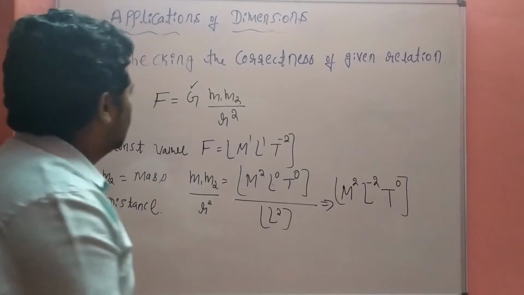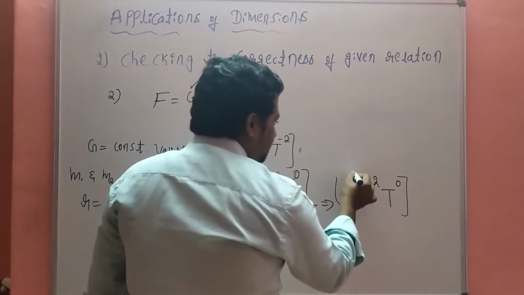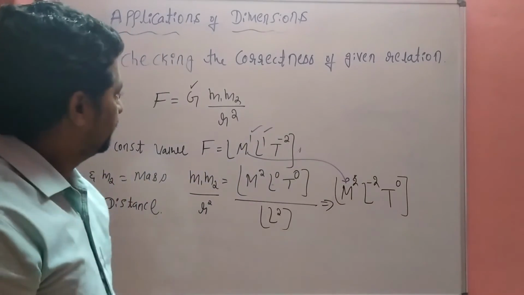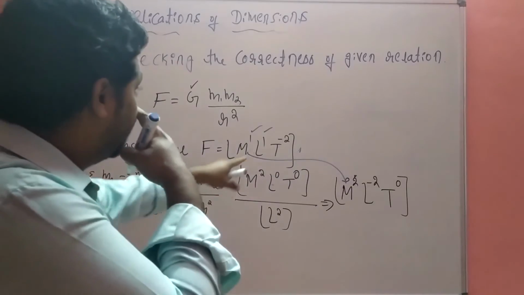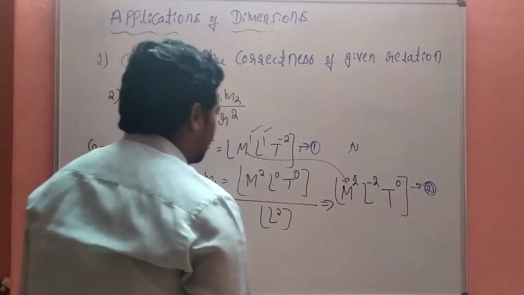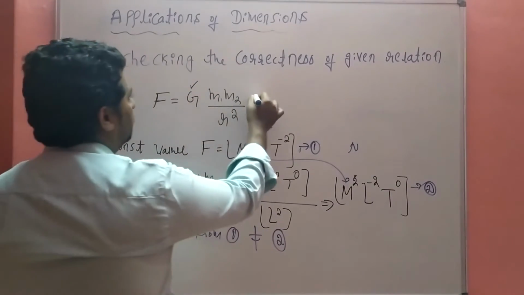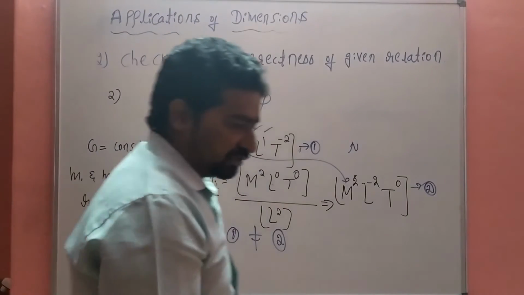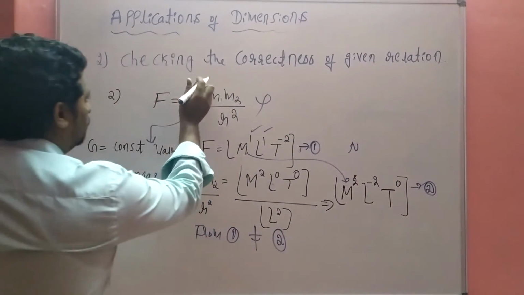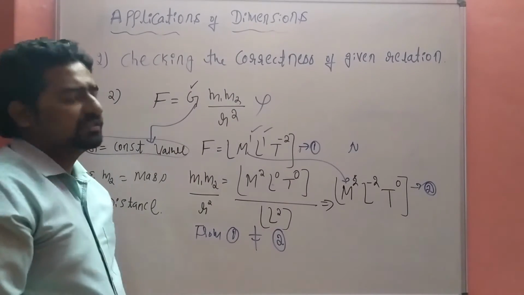Let's come to the point. So this is M1, L1, T minus 2, and this is M2. Comparing the mass power, this is 1 and this is 2. The length power is 1 on one side and minus 2 on the other, and the time power is minus 2 on one side and 0 on the other. So from equation 1 and 2, equation 1 is not equal to 2, so the equation is wrong when I took the gravitational constant as a value, since I don't know exactly what that value is. So this is the method.